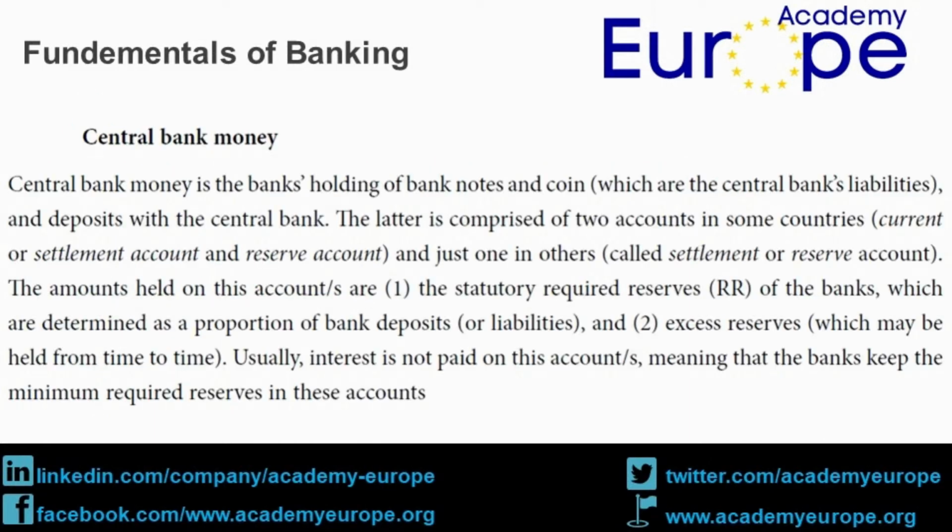Central bank money. Central bank money is the bank's holding of bank notes and coin, which are the central bank's liabilities, and deposits with the central bank. The latter is comprised of 2 accounts in some countries, current or settlement account and reserve account, and just one in others, called settlement or reserve account. The amounts held on this account/SR are 1, the statutory required reserves, RR, of the banks, which are determined as a proportion of bank deposits, or liabilities, and 2, excess reserves, which may be held from time to time. Usually, interest is not paid on this account/S, meaning that the banks keep the minimum required reserves in these accounts.